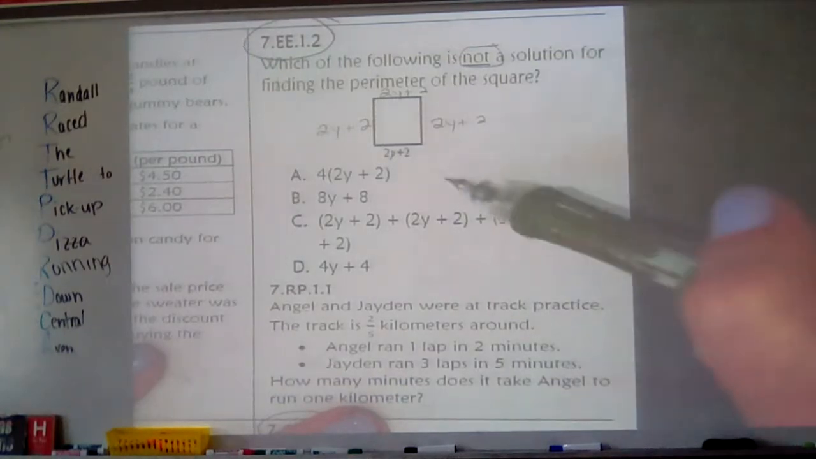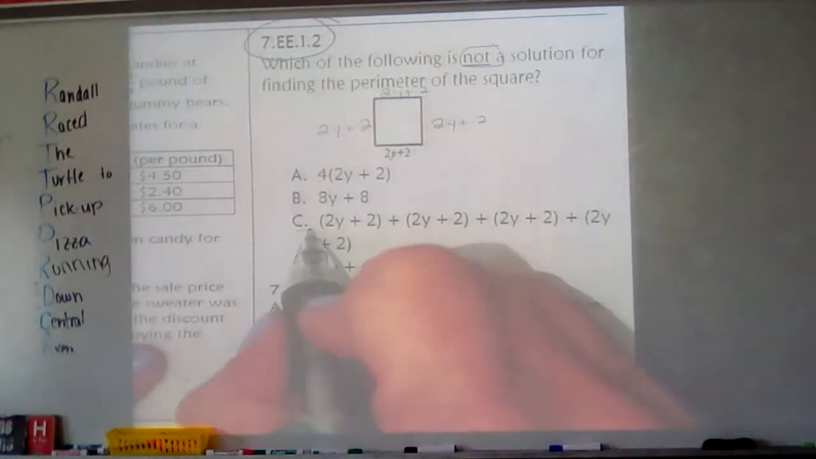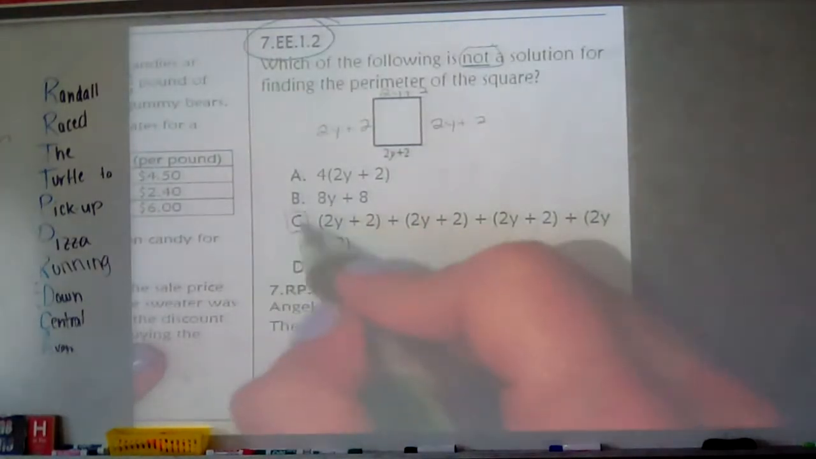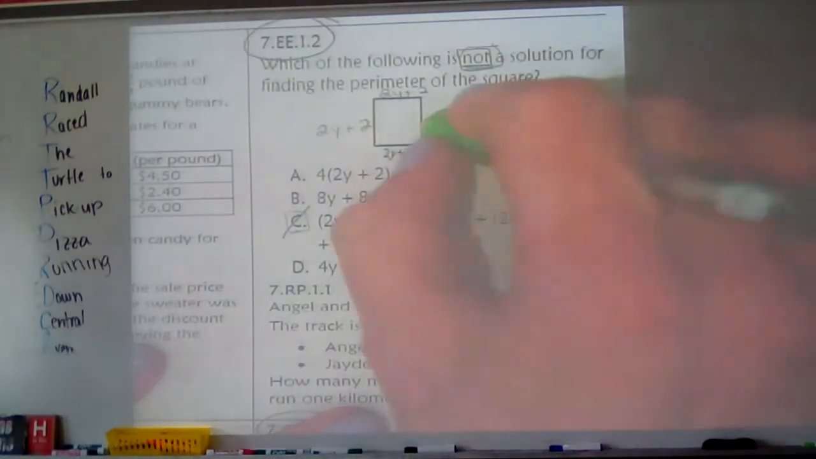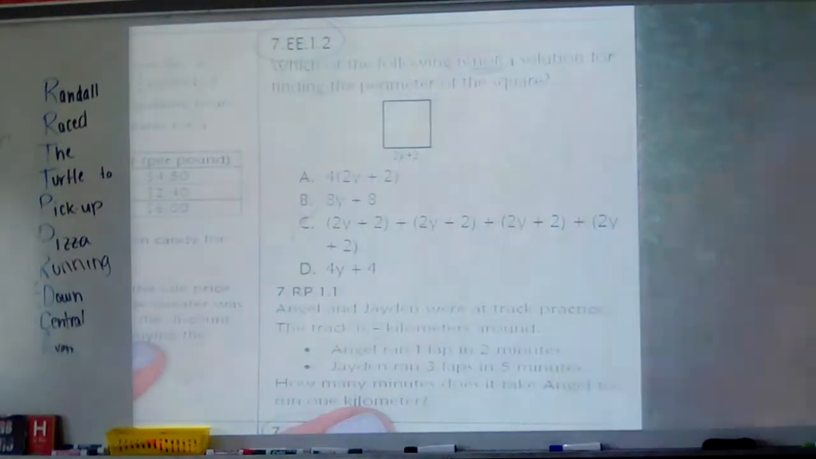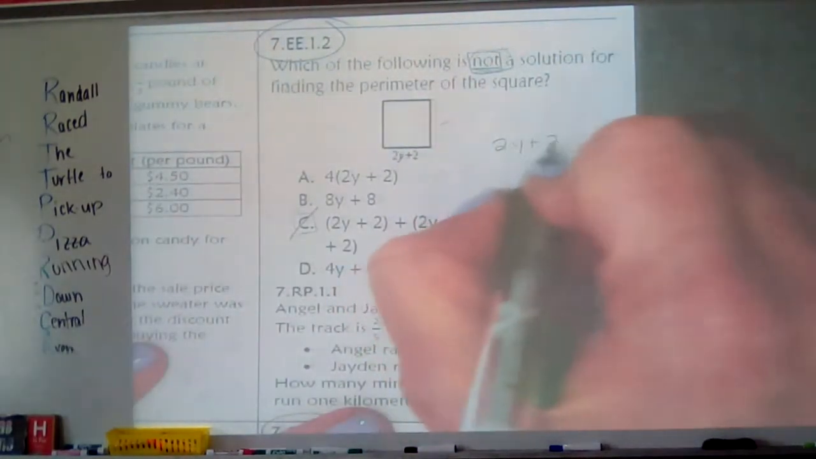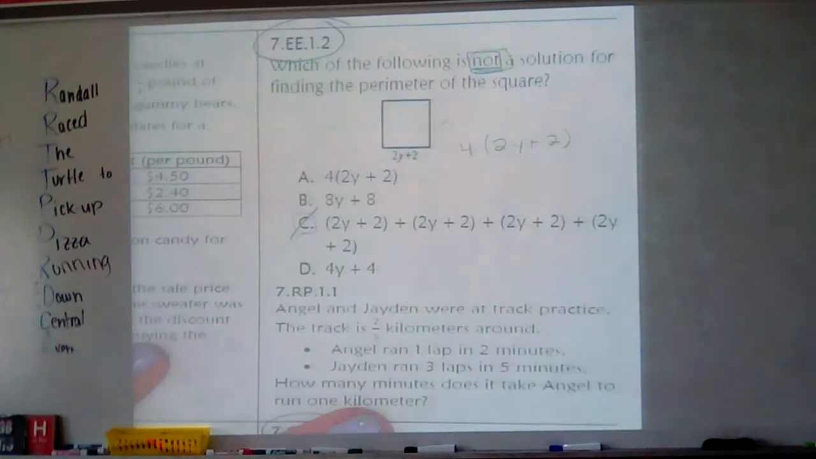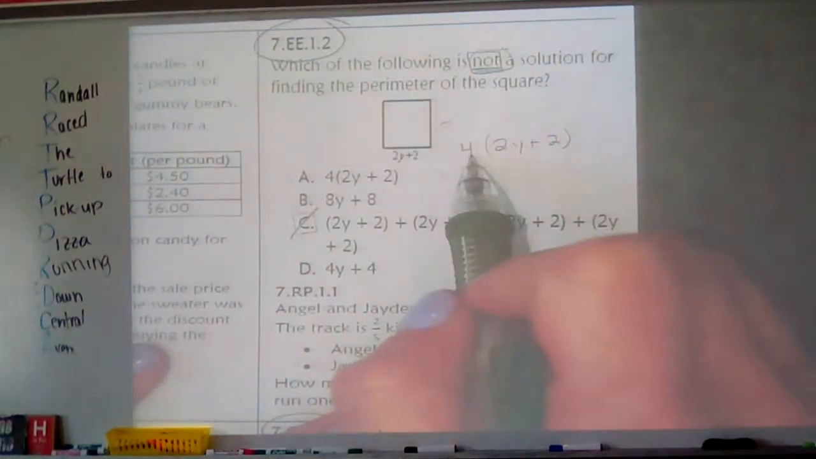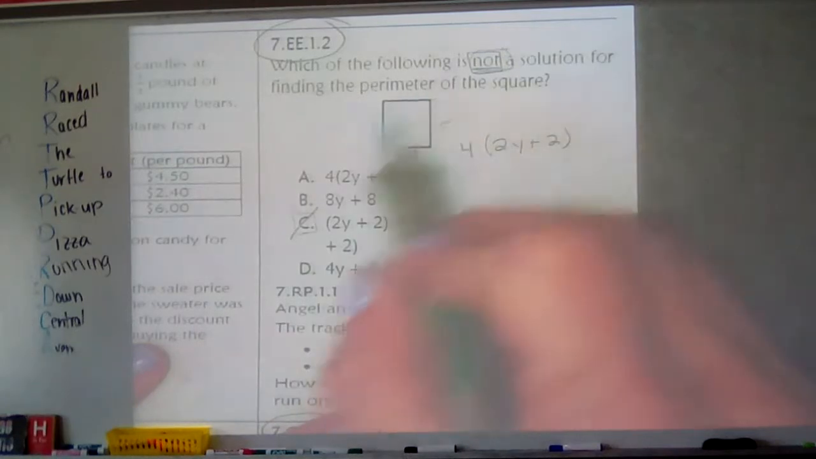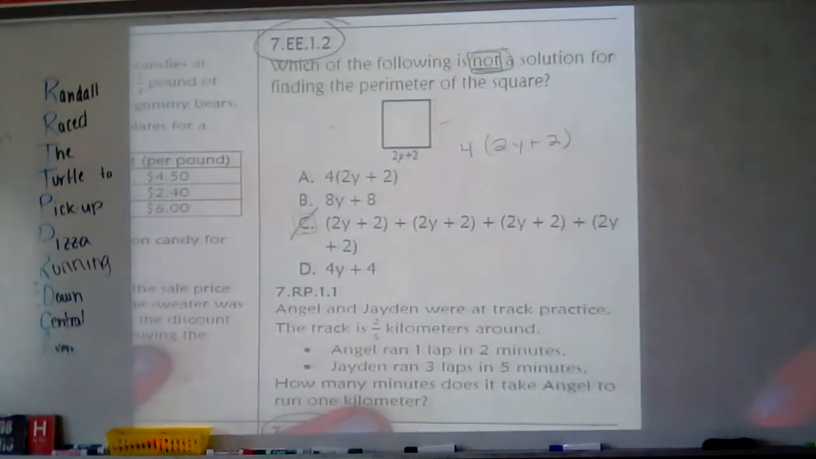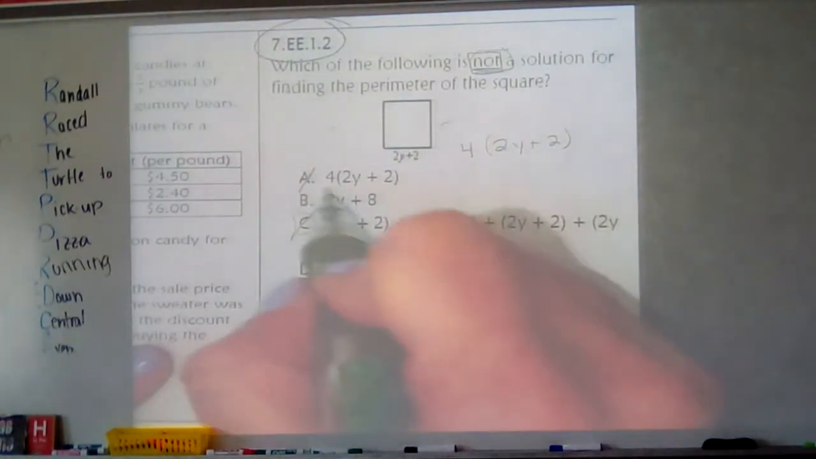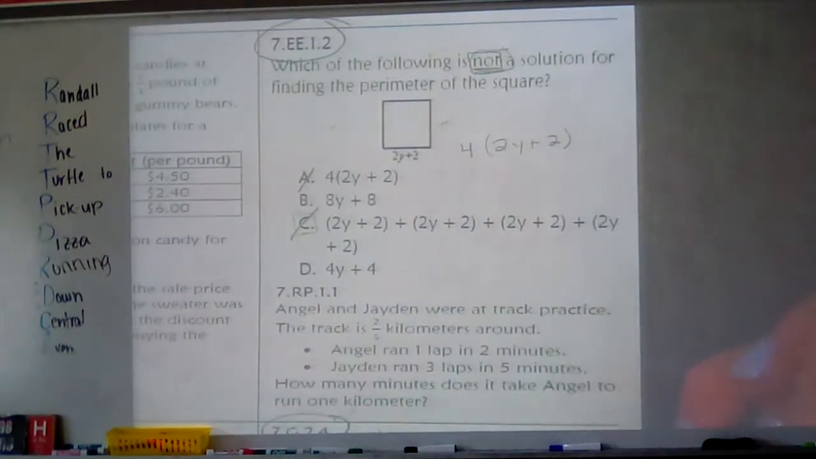At that point, I would come down to my answer options and see that, yes, that option is there. So I know that that cannot be the answer. Remember, we're looking for not a solution, okay? Another way, I would say 2y plus 2, and I would multiply that by 4. There are 4 sides of my square. So 4 times the side length, which is 2y plus 2, would give me the perimeter of my square. I look down at my answer options and see that A is exactly what I just wrote. So the non-solution could not be A.